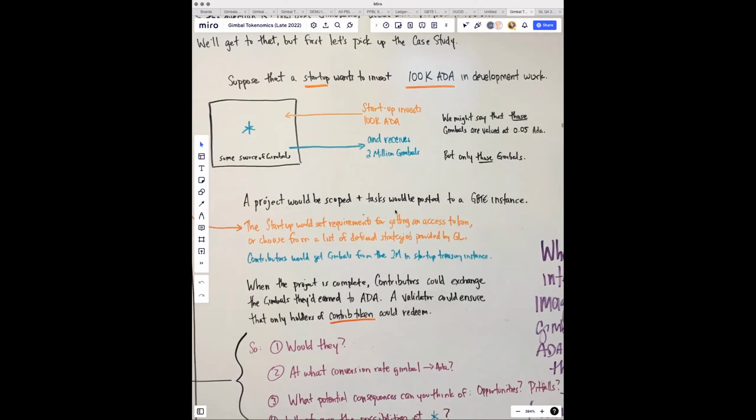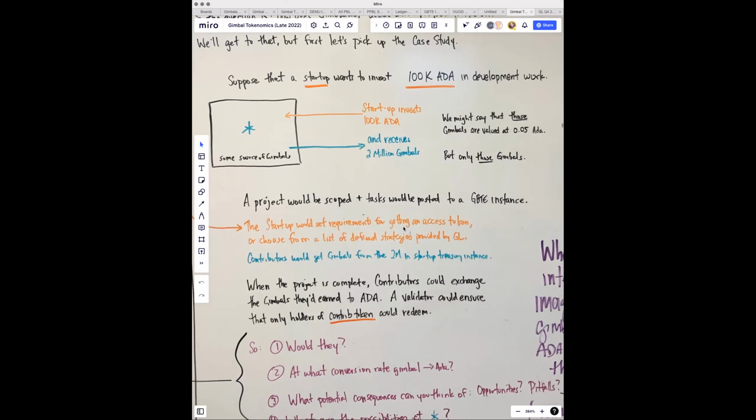A project gets scoped out, we write tasks, we deploy that to a GPTE instance. The startup can set the requirements for getting access or contributor tokens, or we can help them. We could say, look, here's the devs that we have. Here's a record of our reputation. If you want to set specific rules, we can talk about that moving forward, right? This is an eventually sort of thing. We don't have those lists of defined strategies yet, but we can develop them together.